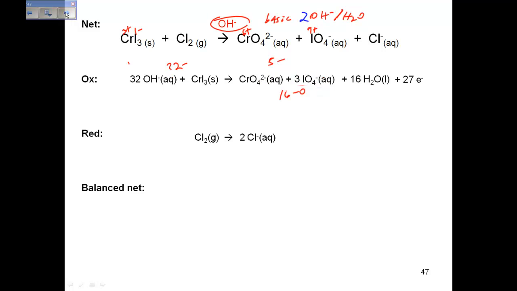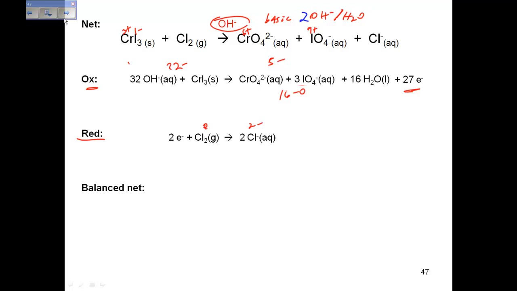Remember, oxidation should be on the product side. That's an indication I'm doing things right. So I got my 27 electrons and my 5 minuses. That gives me a total of 32 minuses on both sides. The reduction, got a total of 0 on my reactant side and 2 minus on my product side. So I need to balance that by putting 2 electrons on my reactant side, which makes sense because it's reduction. Okay, now I have my 2 half reactions balanced, but I need to bring them together.